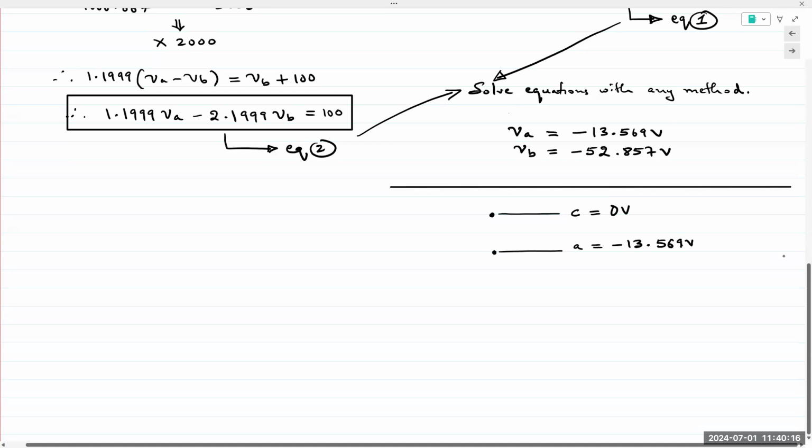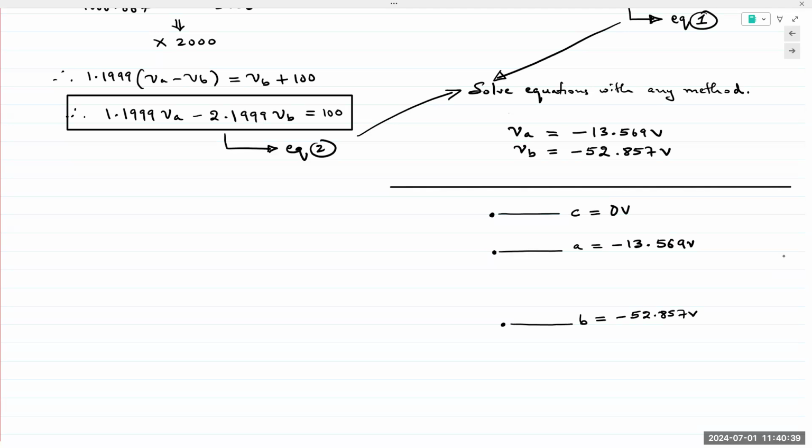569 volts. And then B is somewhere here. Minus 52.857 volts with reference to C. That's all it means. Doesn't mean anything else.